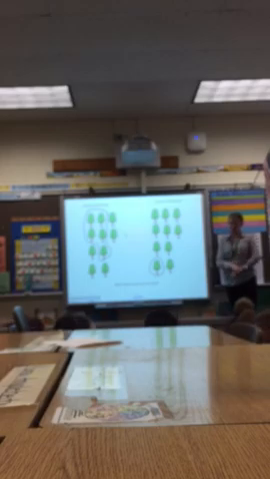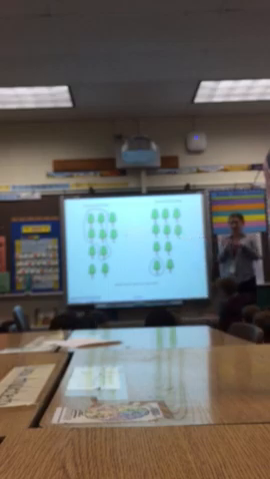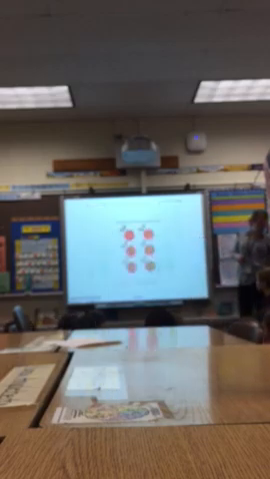What are you noticing? Madeline? That once the number gets bigger, the amount goes up. When the number on the bottom gets bigger, the amount gets even smaller.